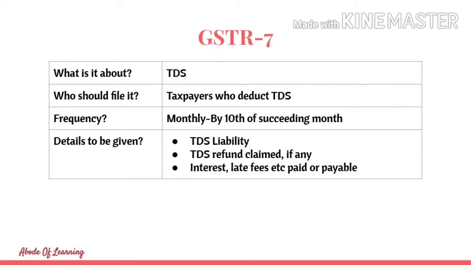GSTR 7. So this is a return about TDS, and this return has to be filed by taxpayers who deduct TDS. It is a monthly return, so this return has to be filed by 10th of next month. For example, you are a person or you have a business where you have to deduct TDS, then for the month of September you have to file that return by 10th of October. The details to be given in this return are TDS liability, TDS refund claimed if you have claimed any, the interest and late fees etc. which are paid or which are to be paid.